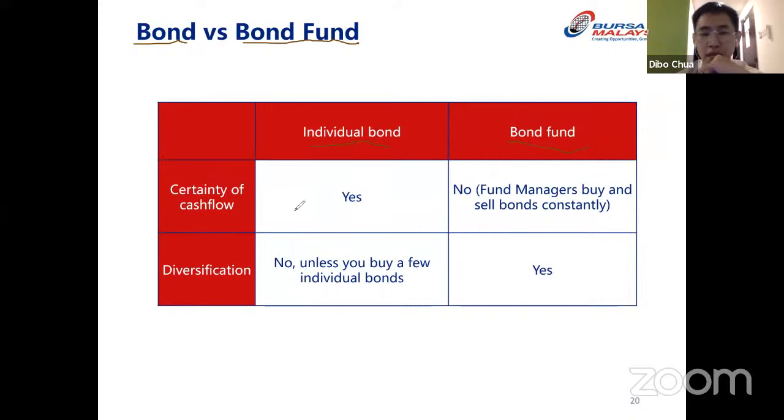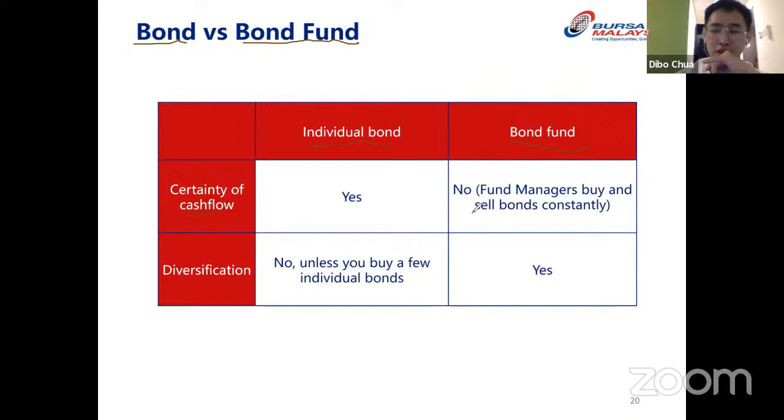So the first thing first is the certainty of cash flow. Because for an individual bond, the certainty of the cash flow is definitely 100%, as long as the company doesn't default and stays in business. It gives you the interest on that date, and definitely it will give you. But a bond fund itself, it's not certain.